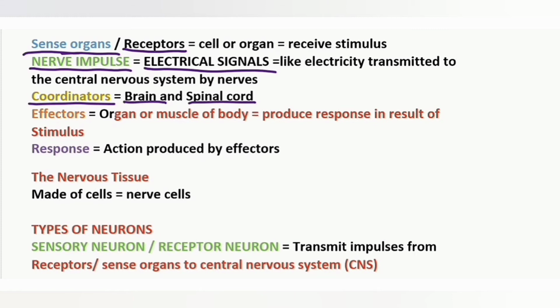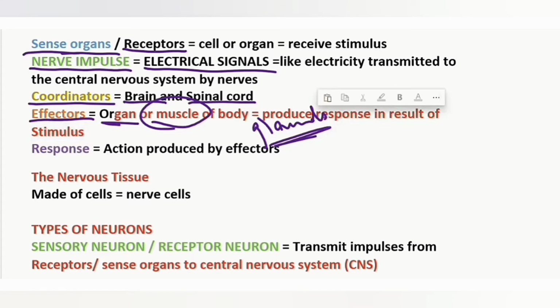Then there's another important term: the effectors. Effectors are the muscles, or the organs. These are mostly the muscles, or also the glands in our body, which respond to the stimulus. Something has to be contracted, something has to be released. So these effectors are mostly the organs or the muscles, actually the muscles or the glands in our body which produce a response or action to the stimulus.